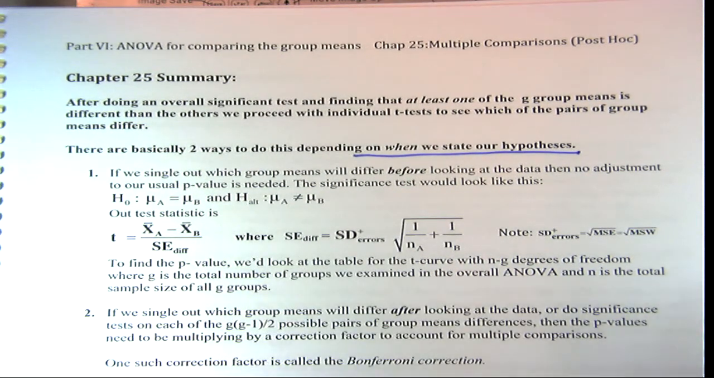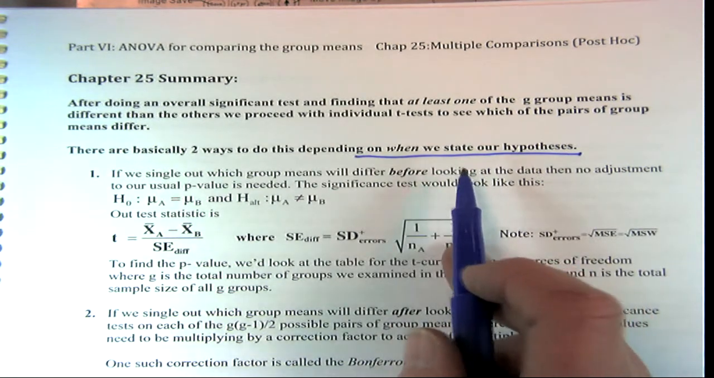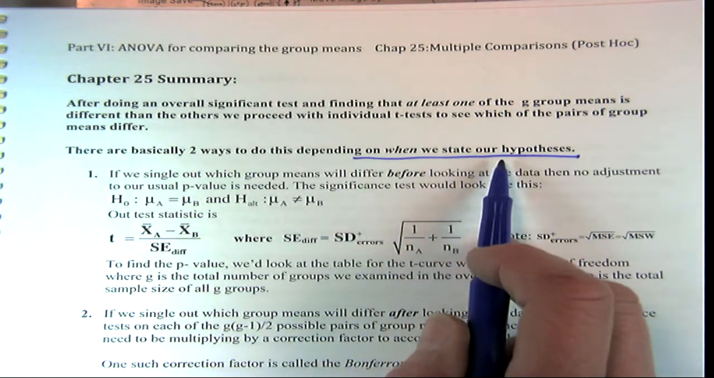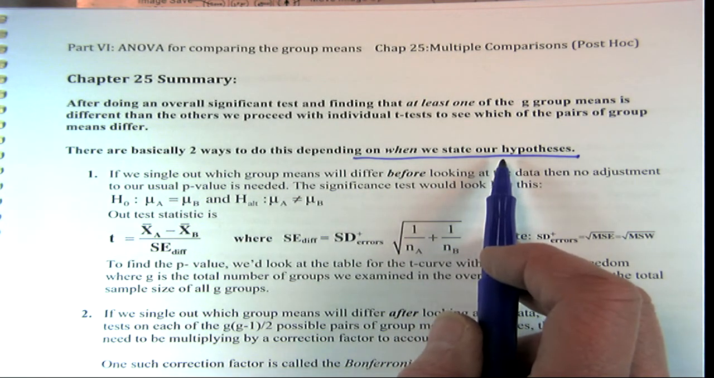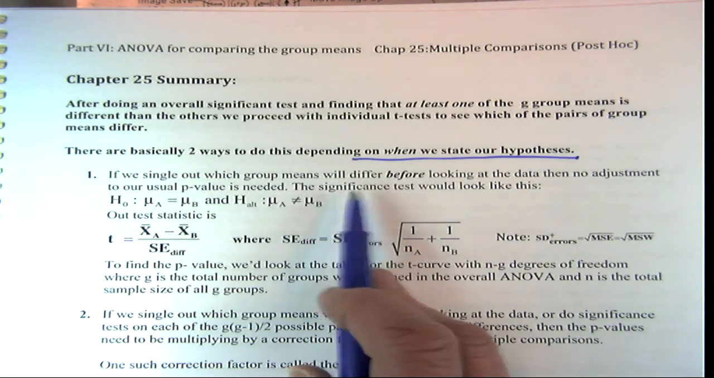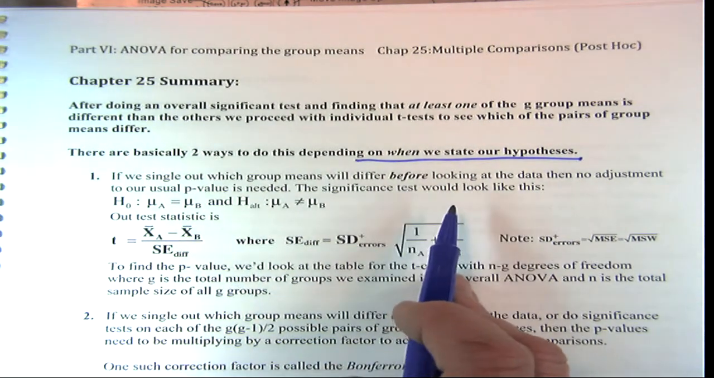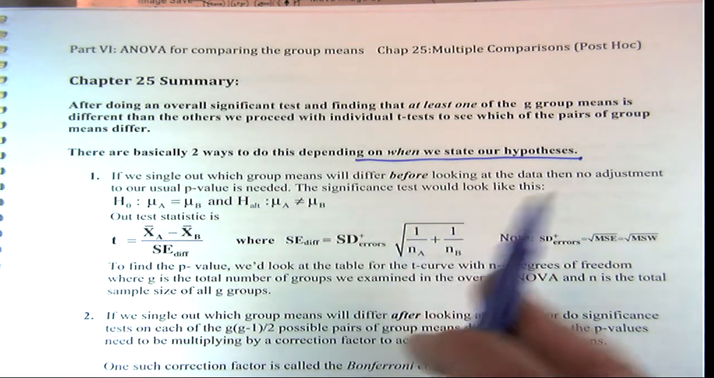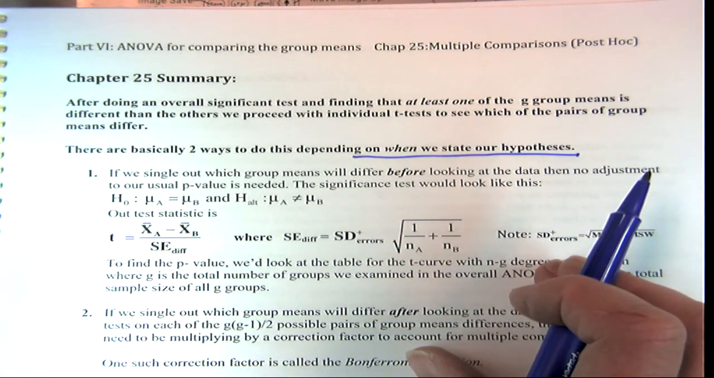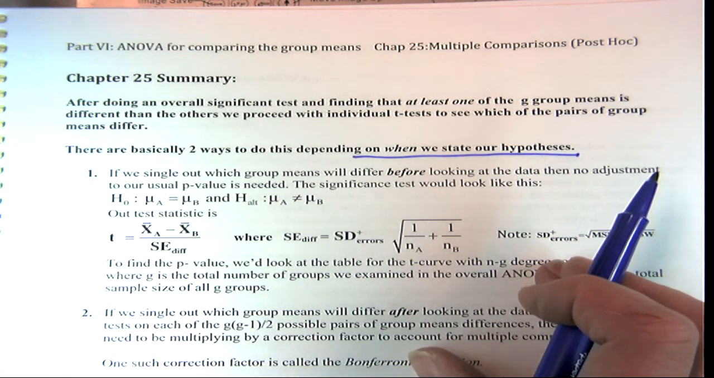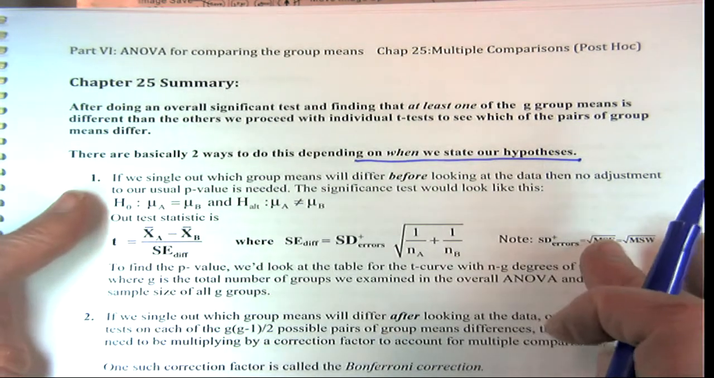And there's 2 ways to do this, depending on when we state our hypothesis. If we single out which group mean will differ before looking at the data, then we only have one difference and we don't have to adjust for multiple differences. We've singled out this one is different, so we don't have to make any Bonferroni correction.